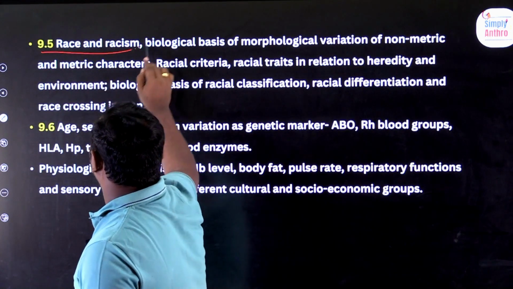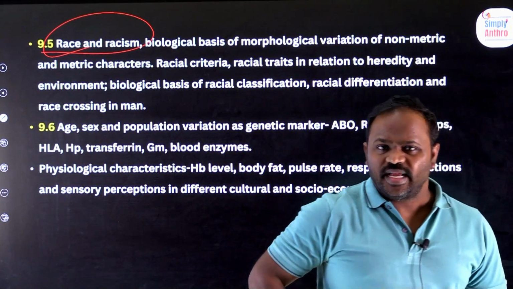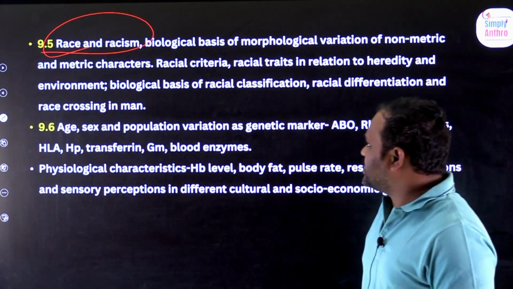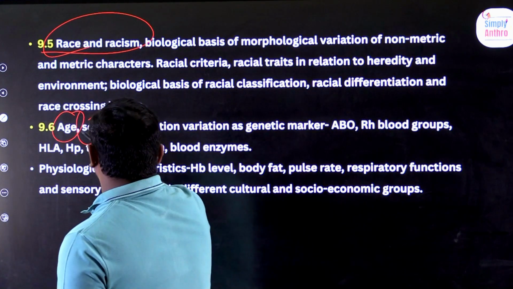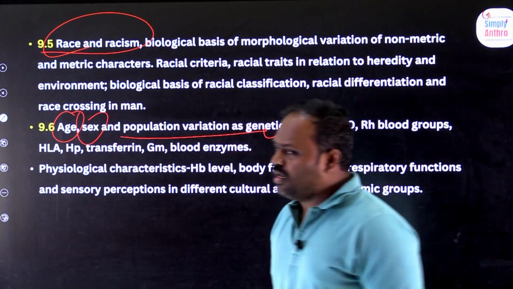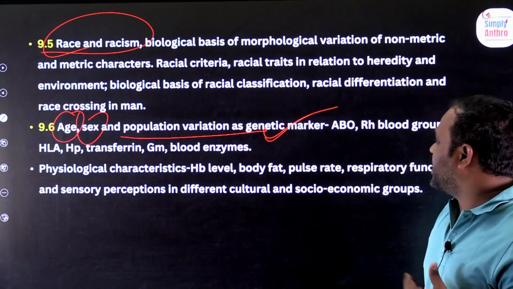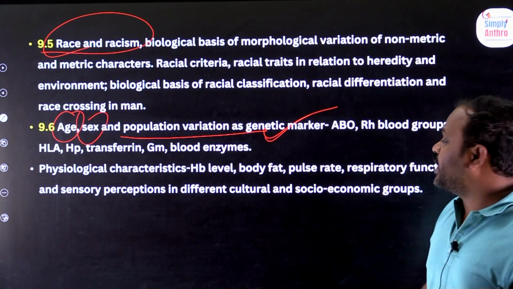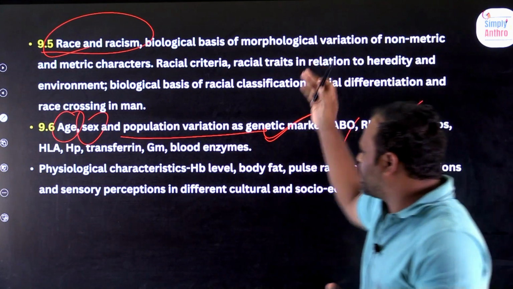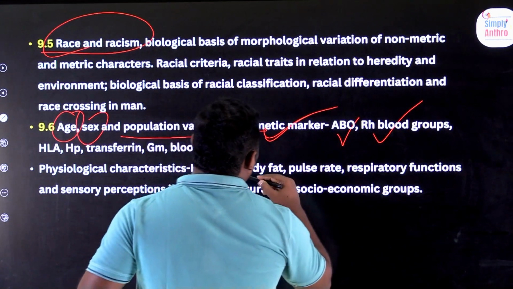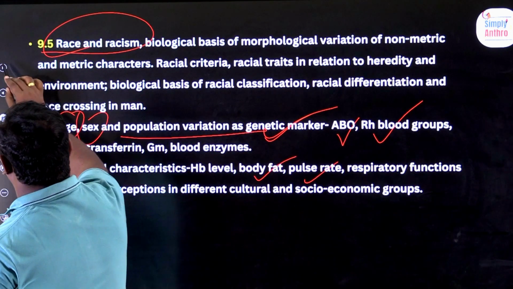And 9.5 is about race and racism. It's also biology. Race and racism: various races we will see across the world here. 9.6 is about age, sex and population variations as genetic markers. Here we talk about blood groups. What do you mean by ABO, what do you mean by Rh and all kinds of things. What do you mean by body fat, pulse rate, reciprocity. Complete biology.